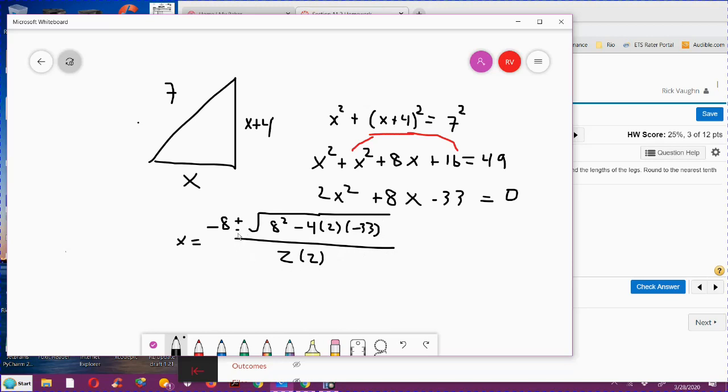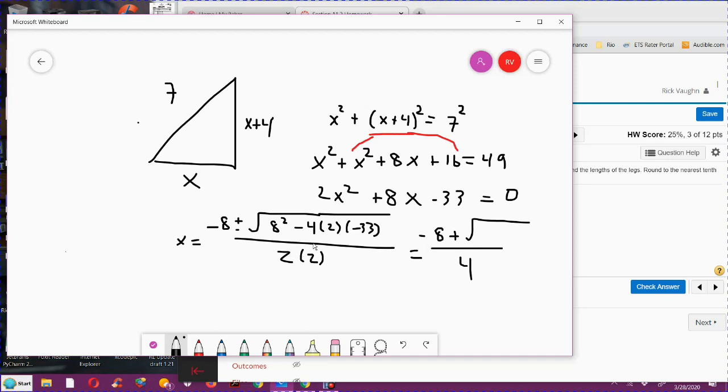Now, I want to point out that the minus here, we're going to ignore that one because if I had minus minus, x would turn out to be negative, and you can't have x be negative as the length of the leg of a triangle. It doesn't make any sense. So I'm really only going to worry about the positive solution here, minus 8 plus the square root, all over 4. And I'm just going to use my calculator to figure this out.